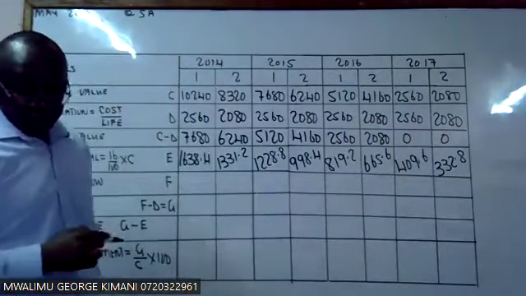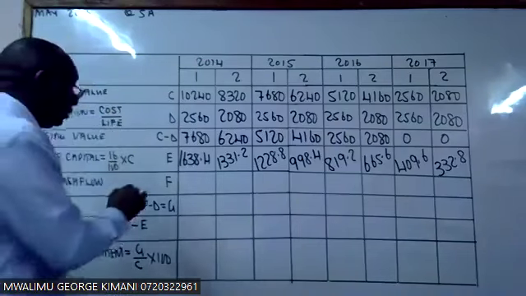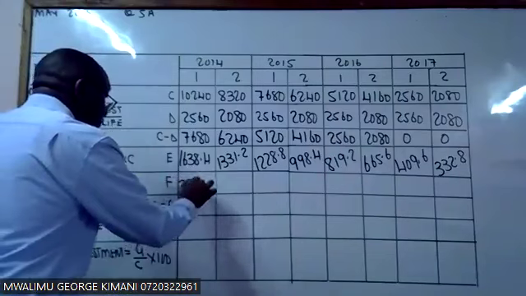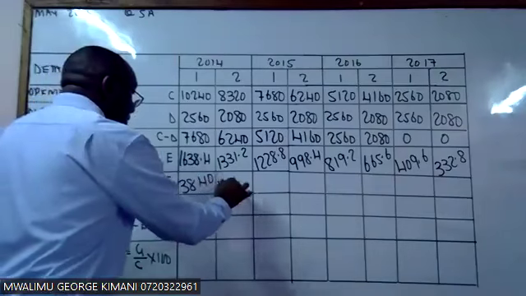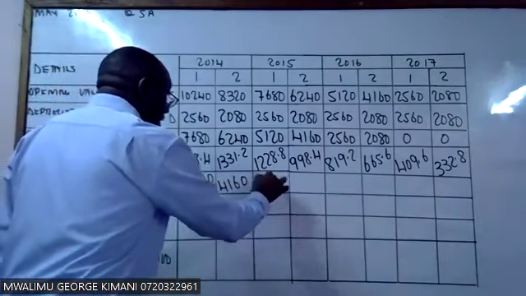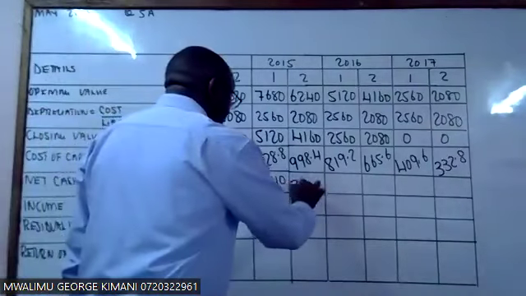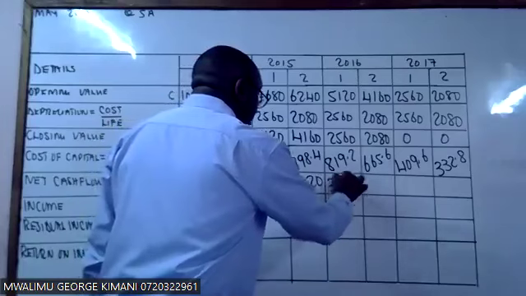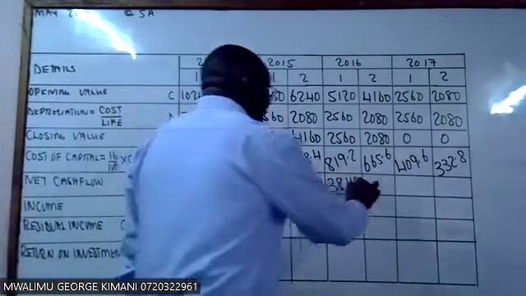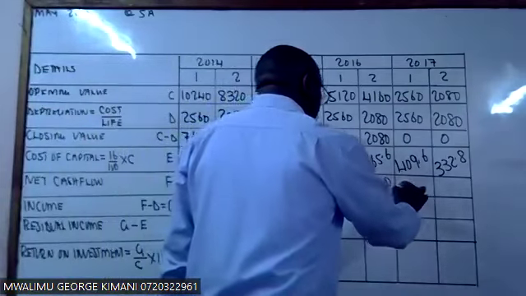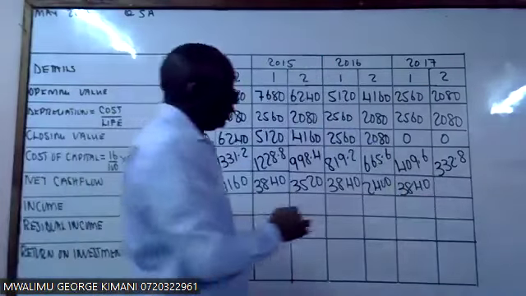For the cash flows, you record the values that have been given. The net cash flows are 840, 4160, then 840, 3520, then 840, 2400, then 840, and 1600.